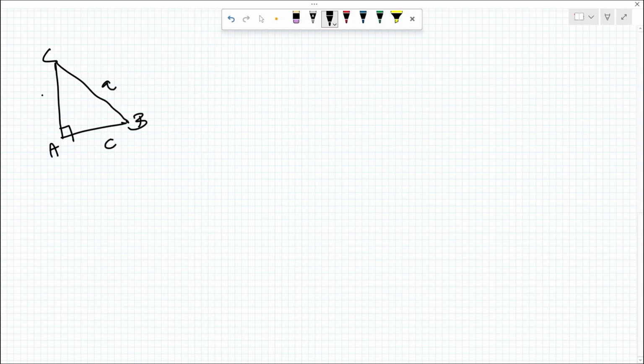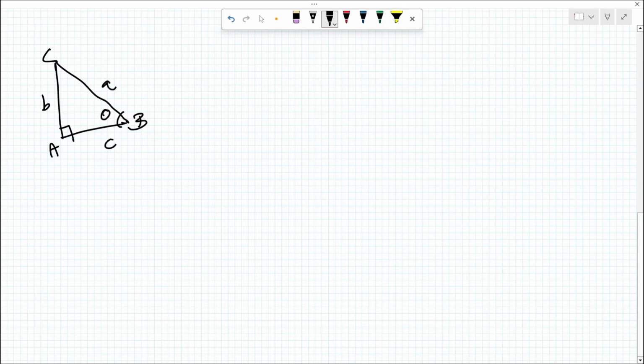Okay, let me just take a blank part of this slide. So what I've drawn so far: this was A, this was B, this was C, small a, small c, and this is small b.